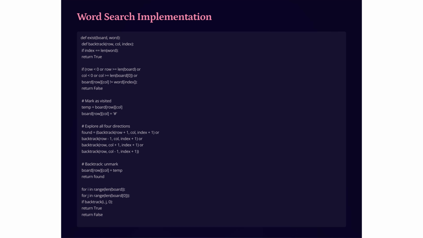The word search implementation uses backtracking to determine if a word exists in a 2-dimensional board. Starting from each cell, it recursively explores all 4 directions, marking cells as visited. If the word is found, it returns true. Otherwise, it backtracks, unmarking cells to explore other paths. This ensures all possible paths are checked efficiently.